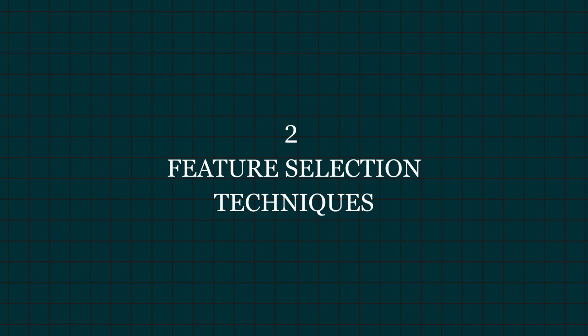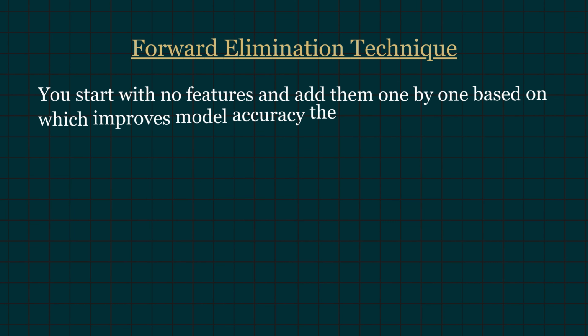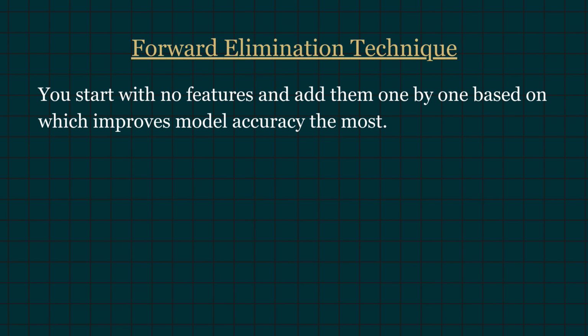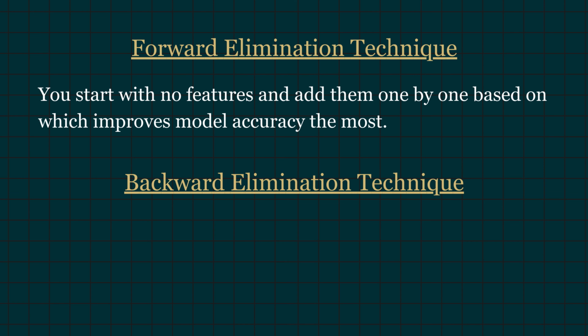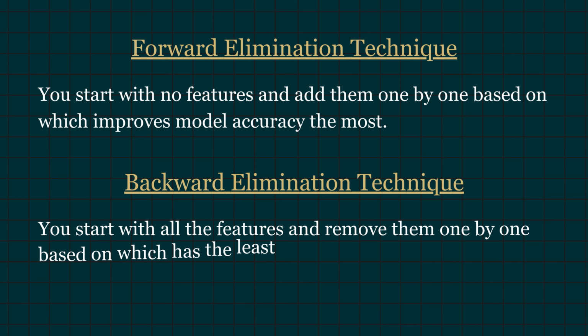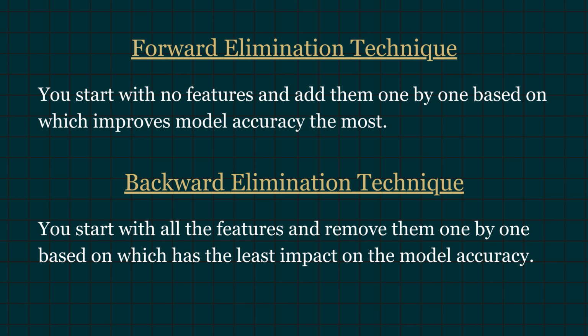There are mainly two feature selection techniques. First is the forward elimination technique, where you start with no features and add them one by one based on which improves the model accuracy the most. And second comes the backward elimination technique, where you start with all the features and remove them one by one based on which has the least impact on the model accuracy.